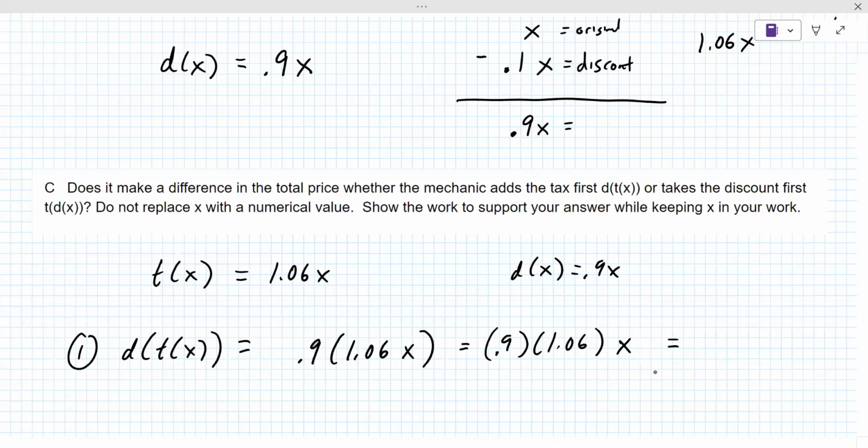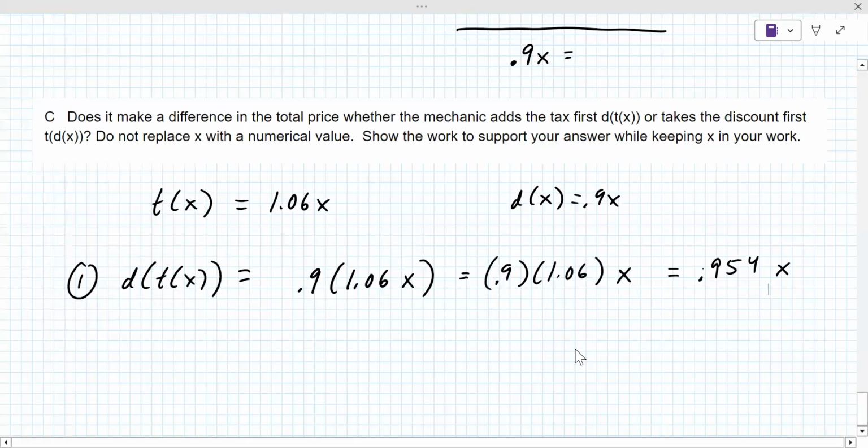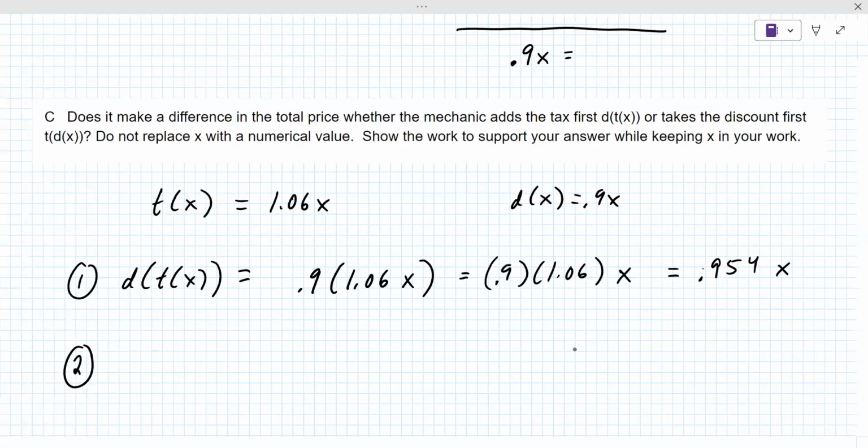I got 0.954. Like this, 0.954x. Yes. Okay. All right, now we're going to go the other direction. We're going to go the second one.